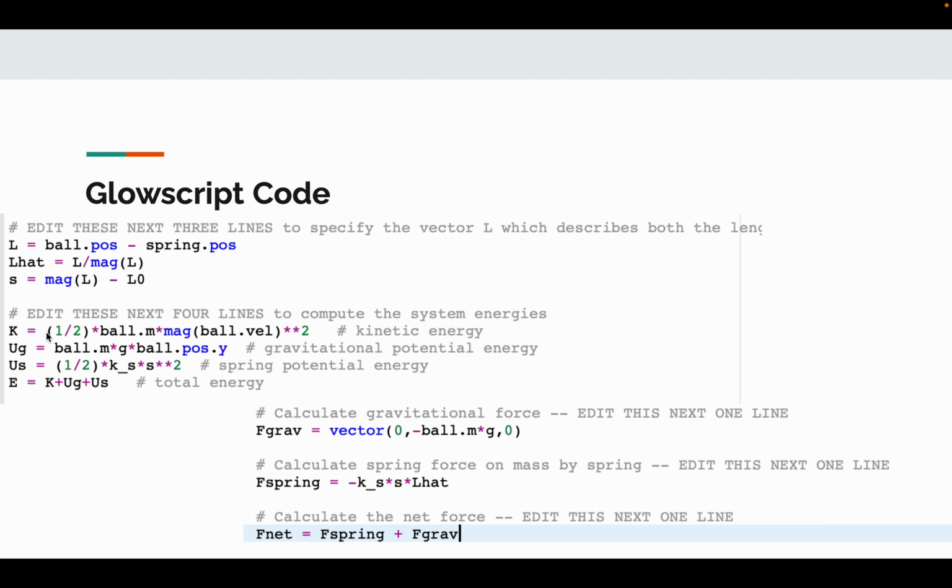Now we have our kinetic energy equation, which is 1/2 mv squared. We have our gravitational potential energy, which is mass times g times y. We have our spring potential energy, which is 1/2 ks squared. And we can see that total energy equals kinetic energy plus gravitational potential energy plus spring potential energy. We calculate our force of gravity as m times g, our force of spring as ks, and our F net as F spring plus F grav.